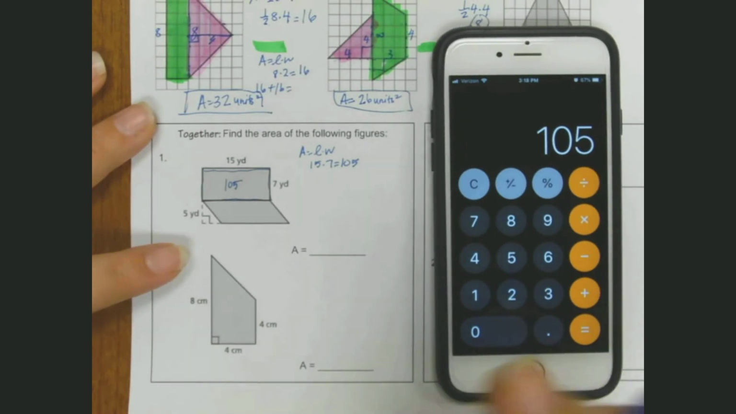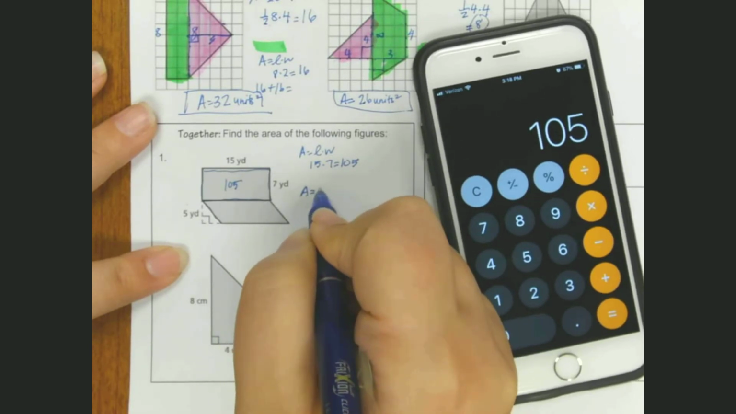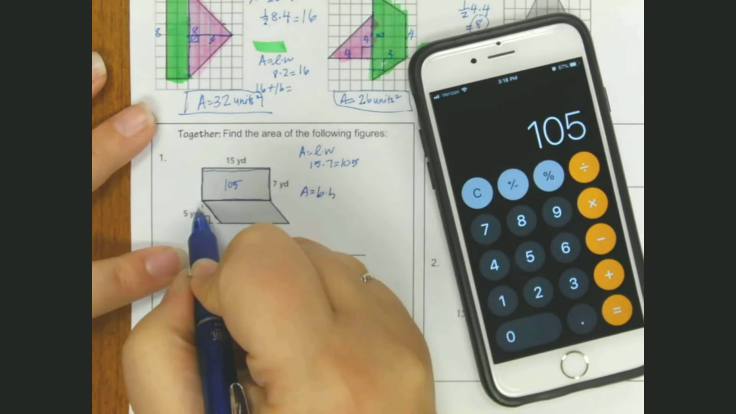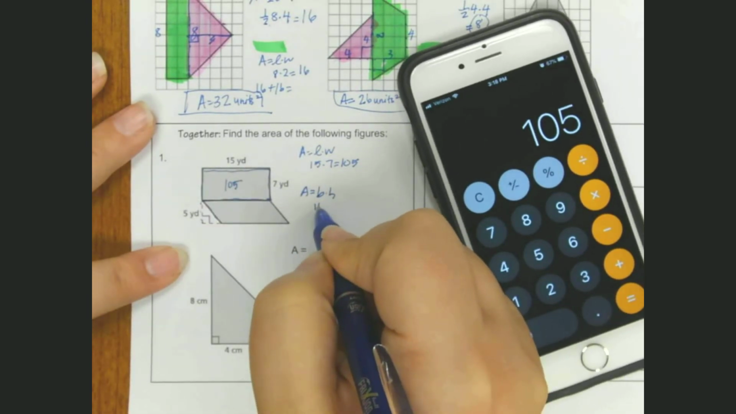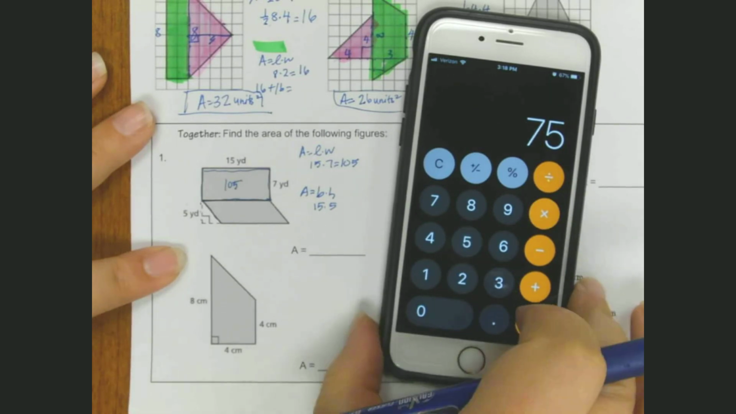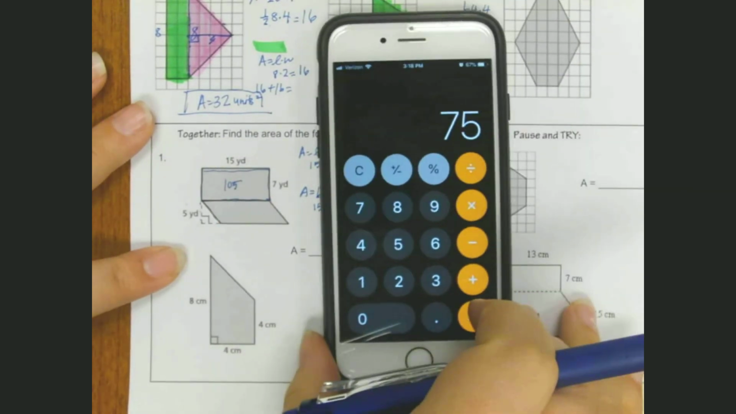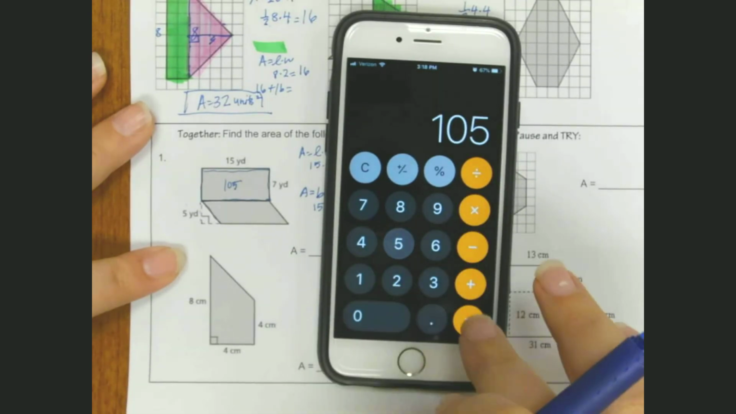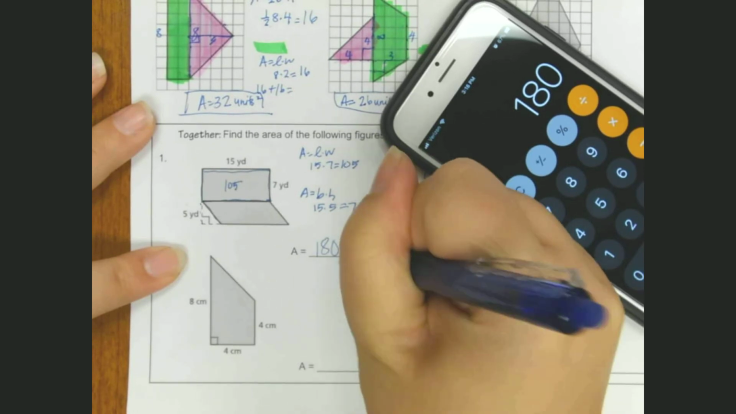And then we've got the area of the parallelogram. Remember, the parallelogram is base times height. The height is 5, the base is 15, same as this one. So 15 times 5, which equals 75. And then I add those together. 75 plus 105, which equals 180 yards squared.